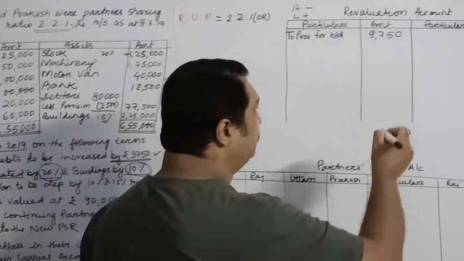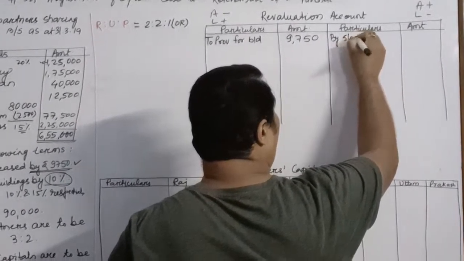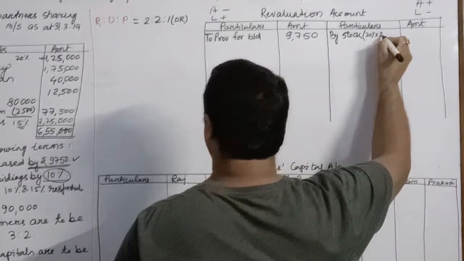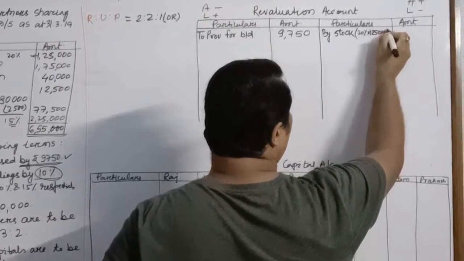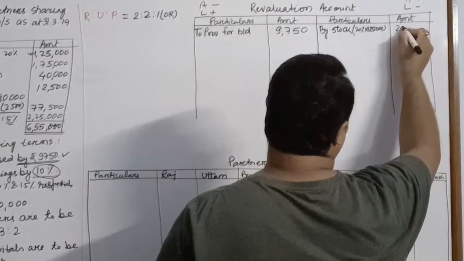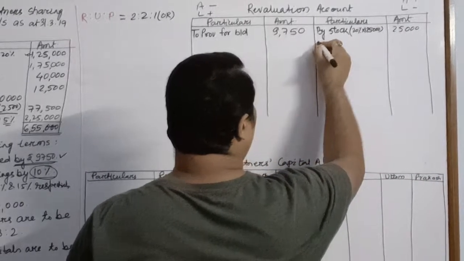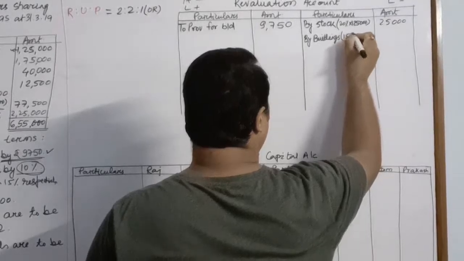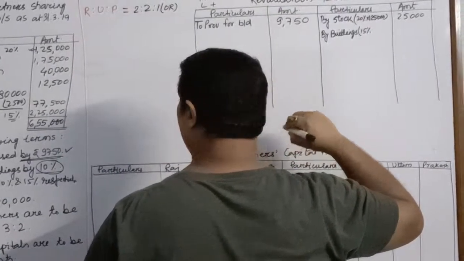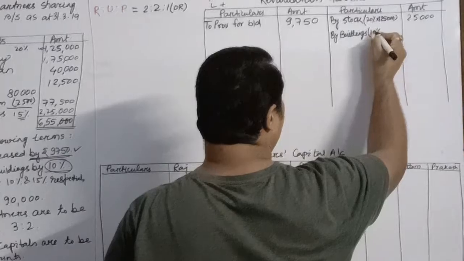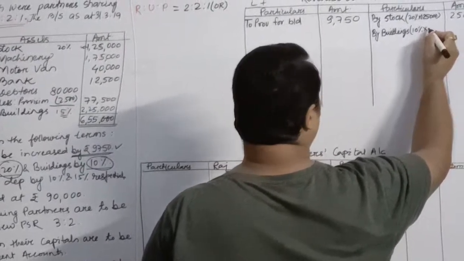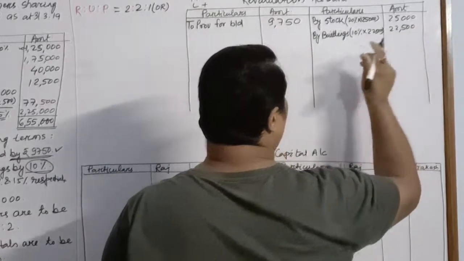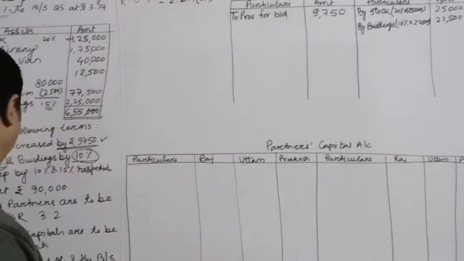So we will go on the credit side by stock, 20% of 1,25,000 will be rupees 25,000, and we have to also increase the buildings. Building is to be increased by 10%. 10% of 2,25,000 is 22,500. So we have increased both these assets.